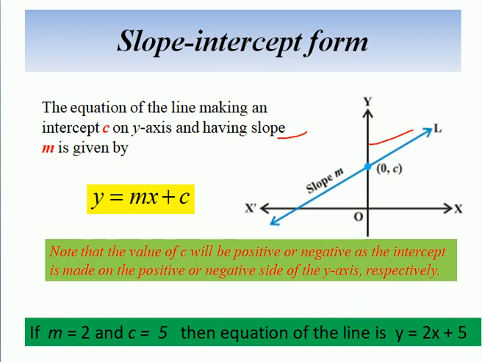Next, the slope-intercept form. Slope-intercept form is defined by y equals mx plus c, where m is the slope of the straight line and c is the intercept which is cut by the straight line. If c is positive, then the straight line has the intercept above the x-axis, and if c is negative, the straight line has the intercept below the x-axis, sorry, below the y-axis.